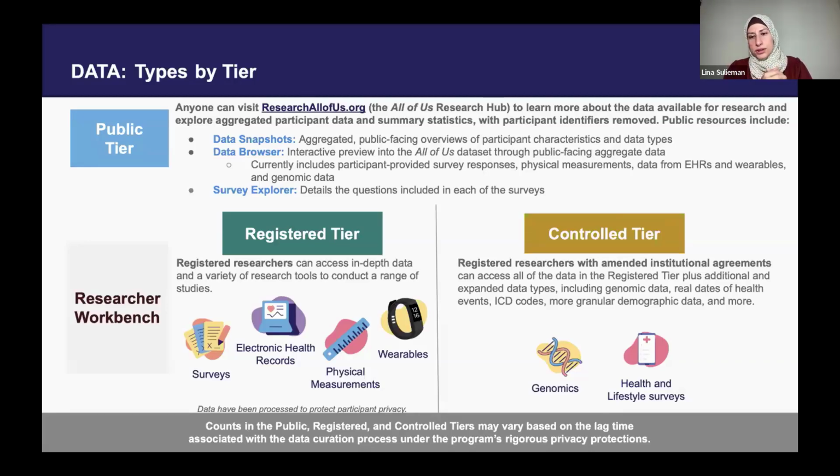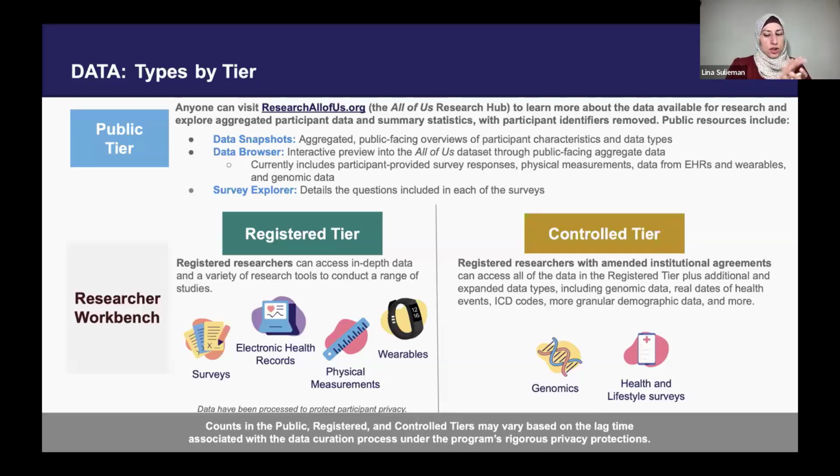When we talk about the control tier, first, it will have genomics data. So it has more data, especially if you want to perform any genomics analysis. And also the dates have not been shifted, so the real dates are provided for you as a researcher. And also more granular demographics.